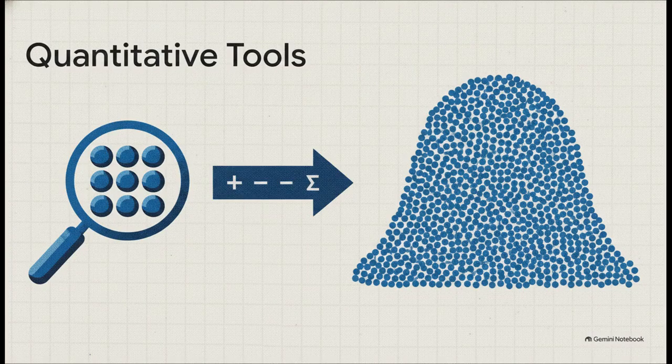Conversely, quantitative researchers, they demand precision. They rely heavily on mathematical techniques to spot highly replicable patterns. First, they summarize their raw information with descriptive statistics, finding the mean, the median, or the standard deviation. Then, they bring out the heavy artillery, inferential statistics.